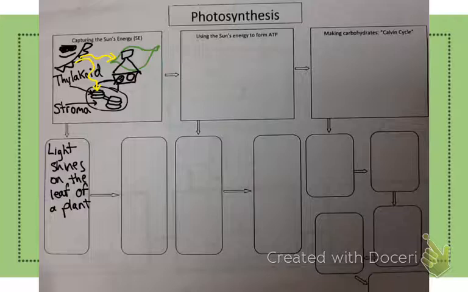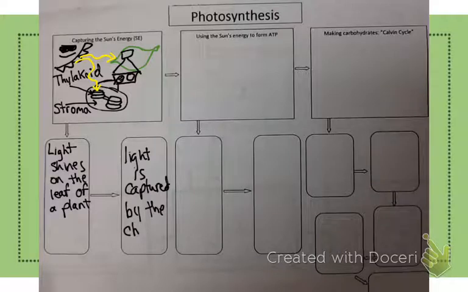All right, so the light shines on the leaf of the plant, and then the light is then captured by what? The cell. By the chlorophyll. Yeah, I heard you. You're just rambling. In the thylakoid. So light is captured by the chlorophyll in the thylakoid.